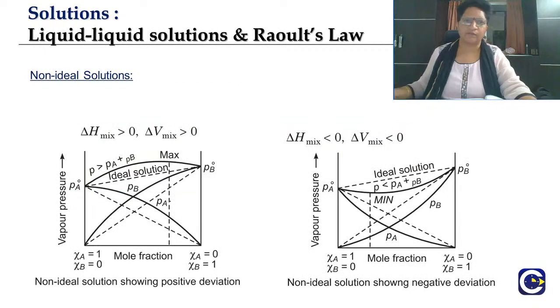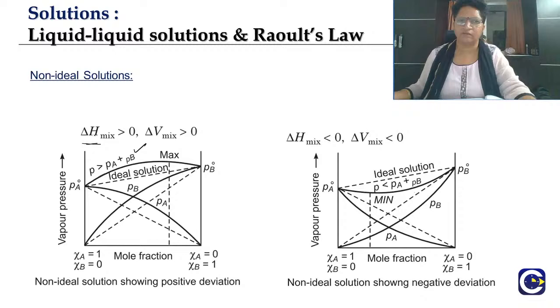So in the first graph we saw, the ideal solution is given as dotted. Positive deviation curves all come above, and negative deviation curves come below. If it is a positive deviation, P total is higher, so it will go up. If P total comes down, it will be a negative deviation.